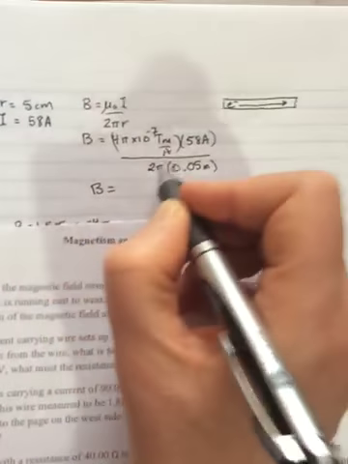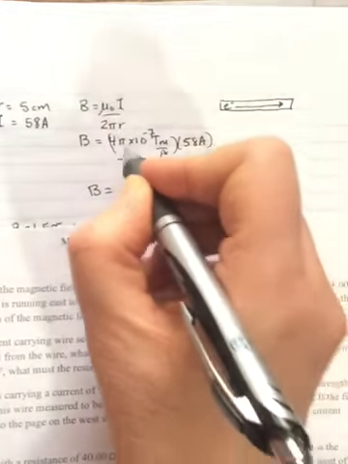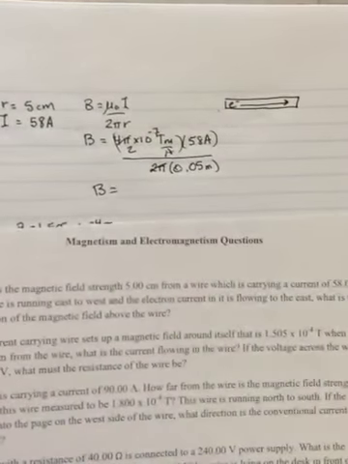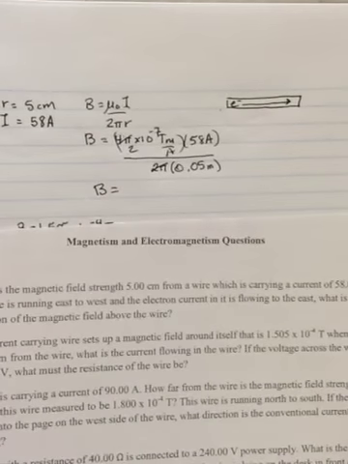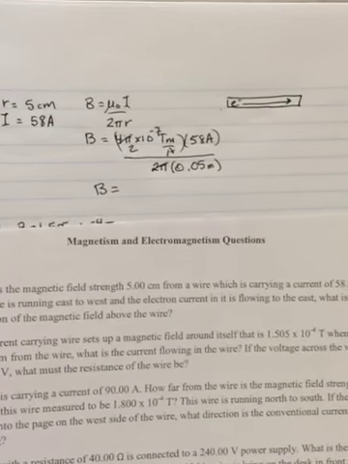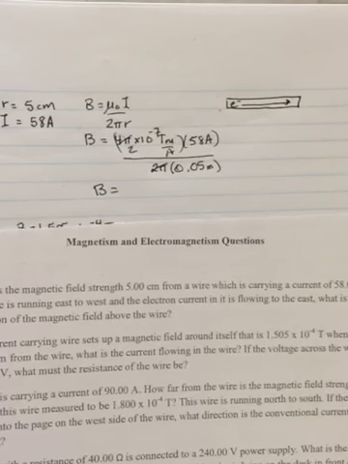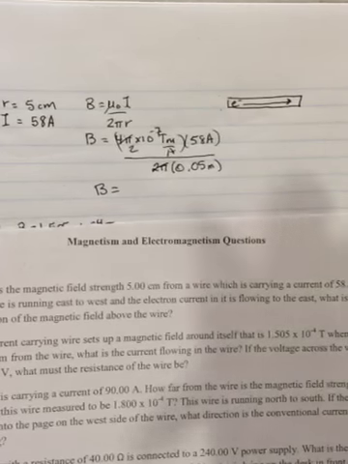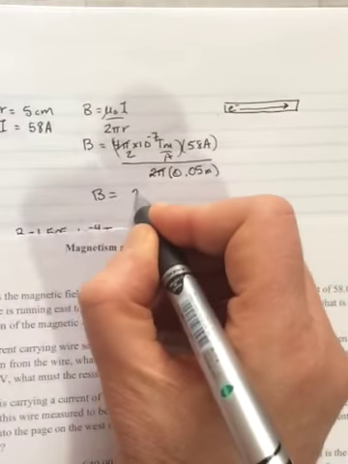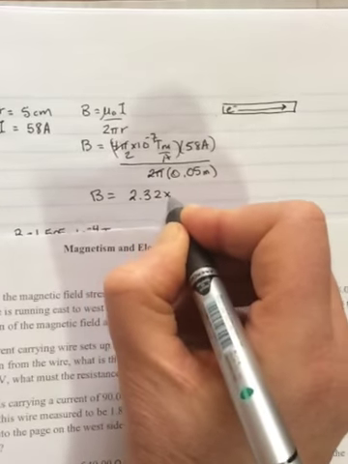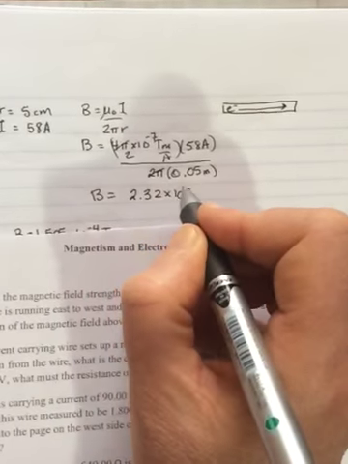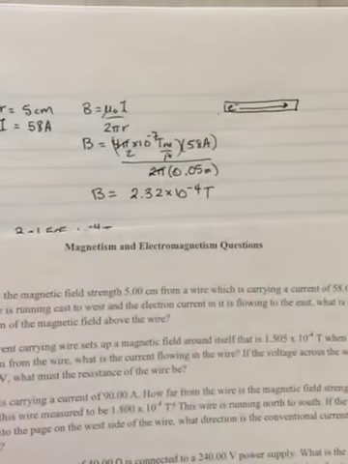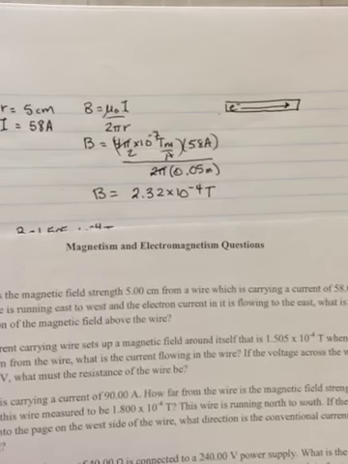And then, again, like I said yesterday, I would cancel the 2 pi, and then you only have to fill into your calculator 2 times 10 to the negative 7. You're multiplying that by 58, and dividing that by 0.05. And you should be getting 2.32 times 10 to the negative, I think that's 4, Teslas. So that's the first part of the question. 1, 2, 3, yeah, it's 4.